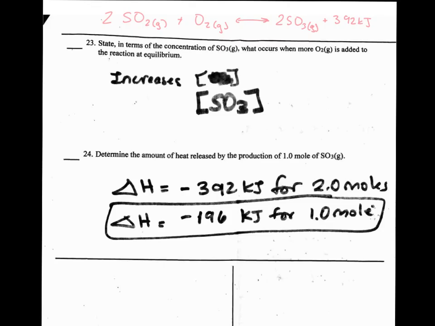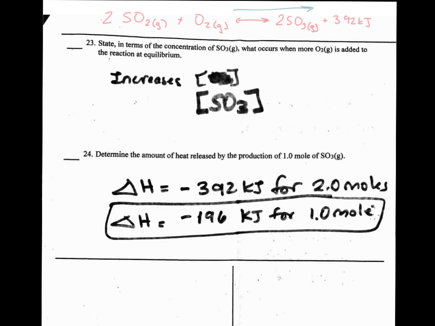Okay, so 23 and 24 is a follow-up. We need this reaction that I copied over from the previous page. So state in terms of concentration of SO3. What occurs when we add more O2? So when we add O2, we want to move away to get rid of it, going to the right side. Shifting to the right, so by going to the right, we create more SO3. That's why it increases.